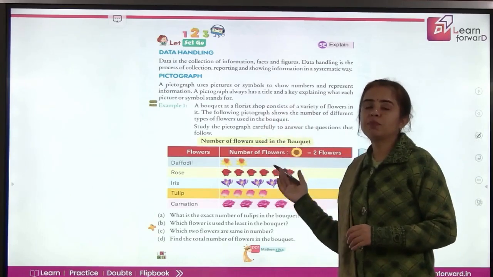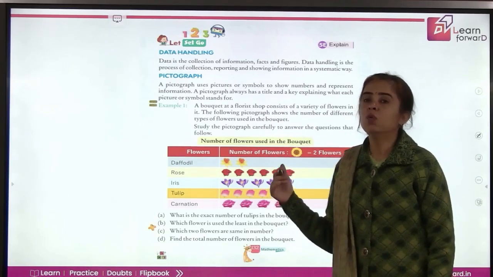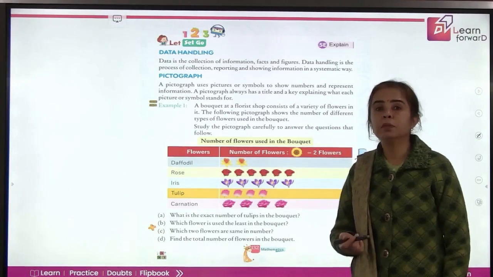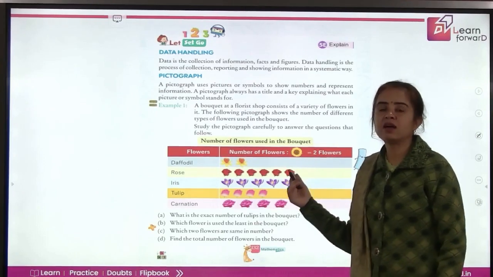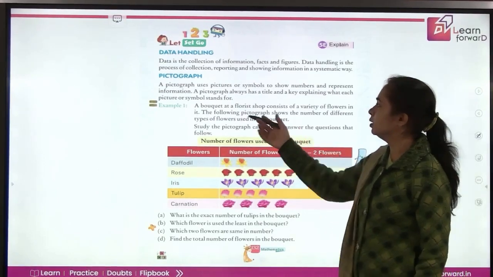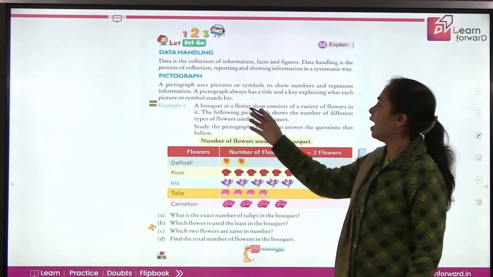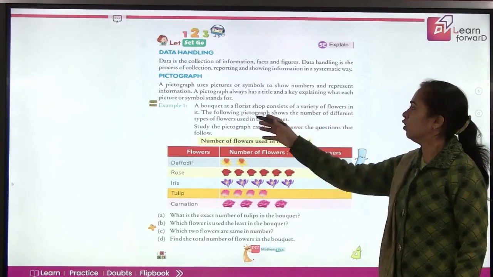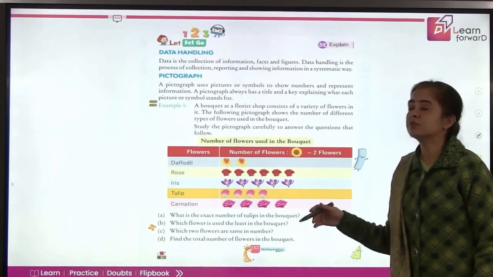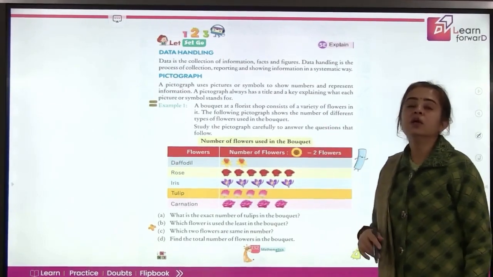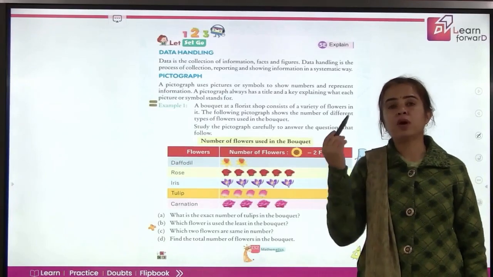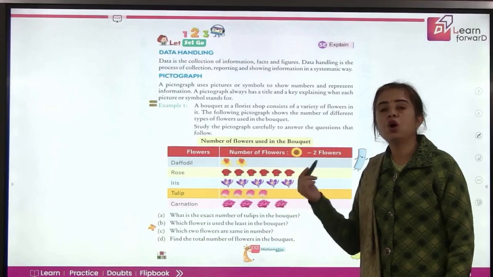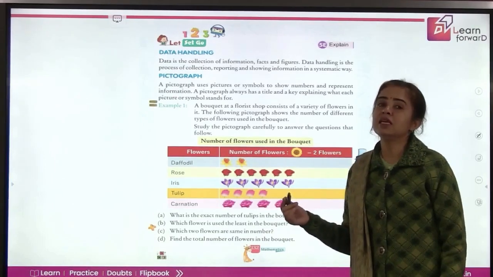Like we have pictographs in data handling. First, what is pictograph? It is the representation of your data in the form of pictures. For example, we have some flowers here for you. Let's read it out. A bouquet at a florist shop consists of a variety of flowers in it. The following pictograph shows the number of different types of flowers used in the bouquet. So the florist in one bouquet is using these different flowers, and this pictograph shows you how many flowers of each type he is using.